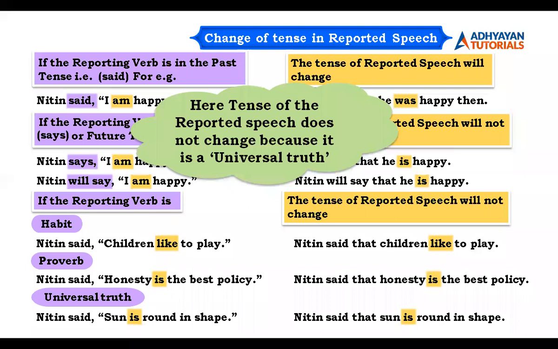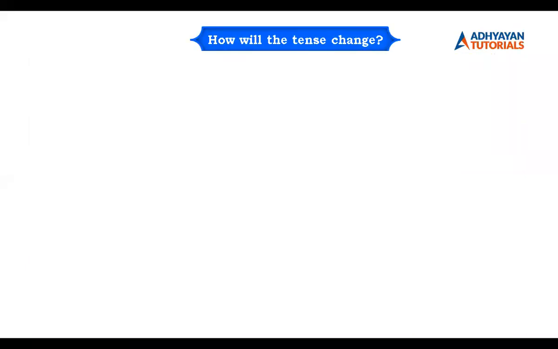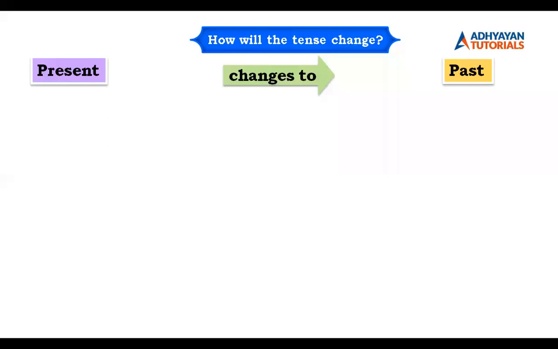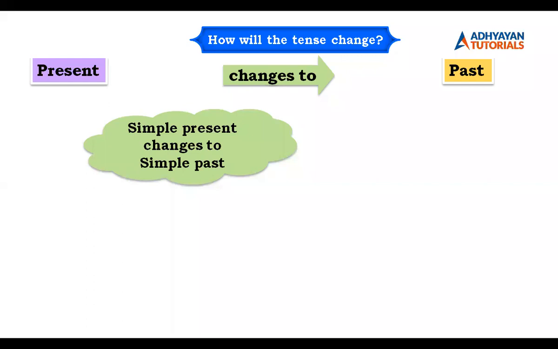All right, so we will move ahead now. Now we will see how the tense will change. So remember, present changes to past. It is simple. Present changes to past. Okay, everyone. So just give me a moment. Extremely sorry. Excuse me. Yeah. So simple present changes to simple past.